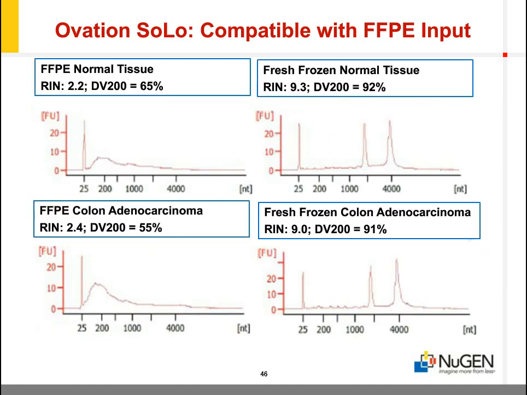Shown here are the Agilent bioanalyzer RNA traces of the input material. As you can see, the fresh frozen RNA was of high quality with RIN scores above 9 and DV200 scores above 90%. Conversely, the FFPE preserved RNA was degraded with RIN scores below 2.5 and DV200 scores of 55% to 65%.